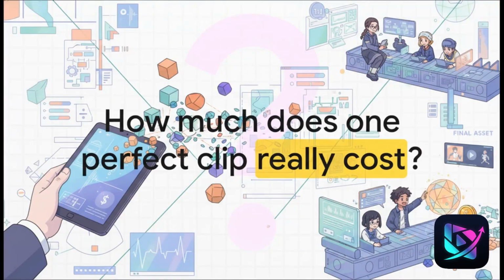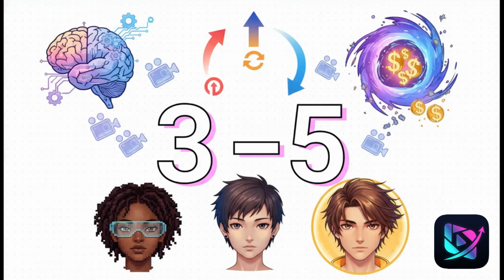And this all leads to a really critical question every single creator needs to be asking. It's not about what one generation costs, it's about what that final, perfect, usable clip really costs. The sources have a name for this. They call it the iteration factor. And the research shows that it takes, on average, 3 to 5 different generations just to get one single perfect asset that you can actually use. Every one of those rerolls costs you. That's the real hidden expense of making AI video.